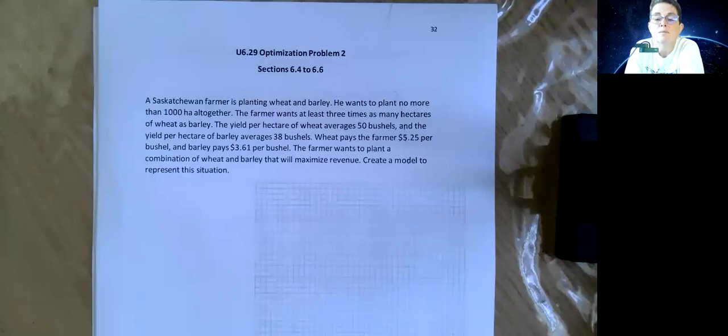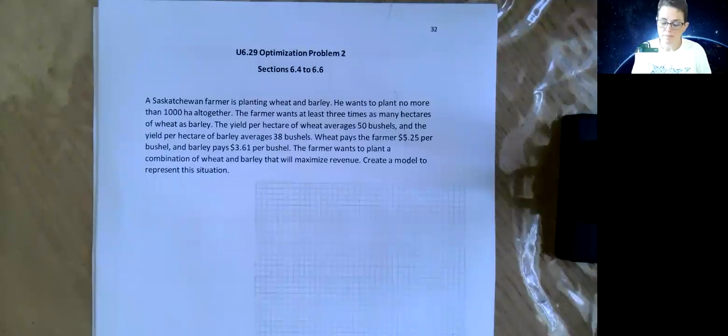Wheat pays the farmer $5.25 per bushel, and barley pays $3.61 per bushel. The farmer wants a combination of wheat and barley that will maximize his revenue. Create a model to represent this solution.